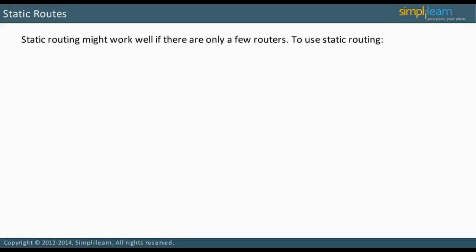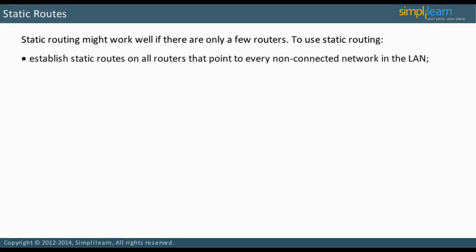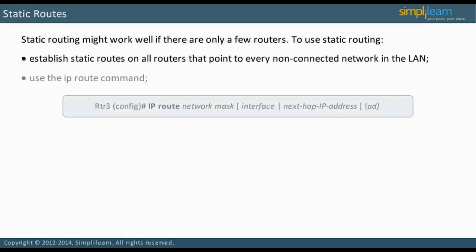If you have only a few routers, static routing might work just fine for your network instead of routing protocols such as EIGRP. Routing protocols introduce overhead, which eats up the bandwidth. If you decide to use static routing, make sure to establish static routes on all routers that point to every non-connected network in the LAN.